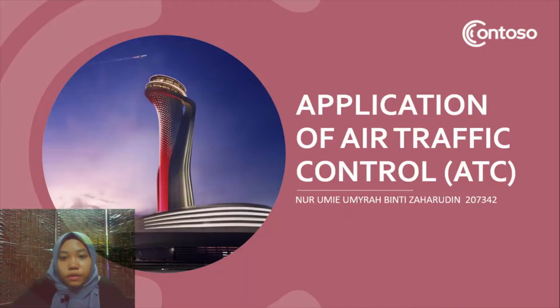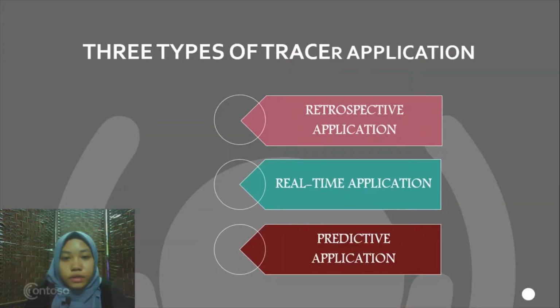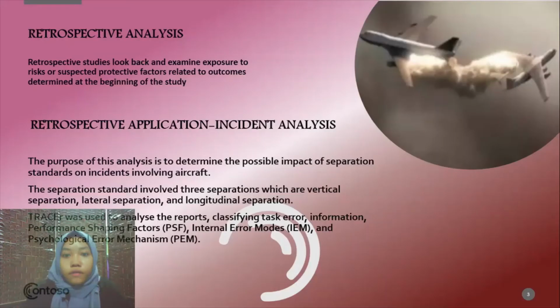For application of air traffic control, there are three types of application, which are retrospective application, real-time application, and predictive application. For retrospective application in incident analysis, the purpose of this analysis is to determine the possible impact of separation standard on incidents involving aircraft and also the type of offenses committed by the controller.